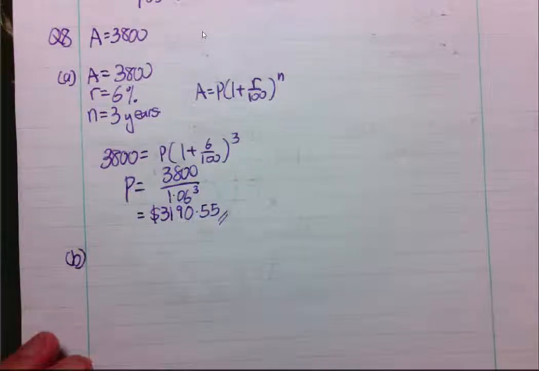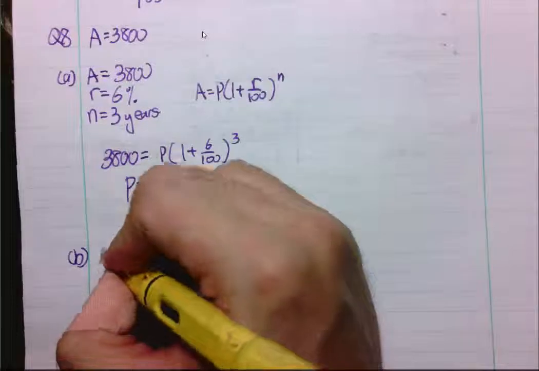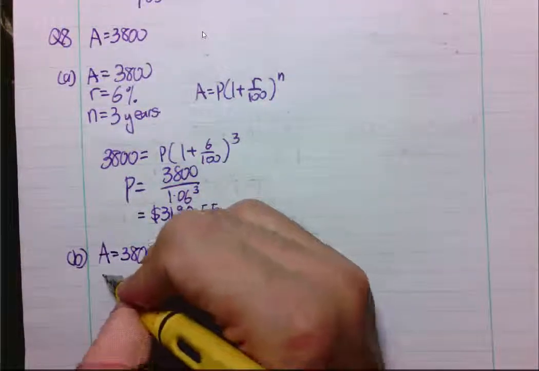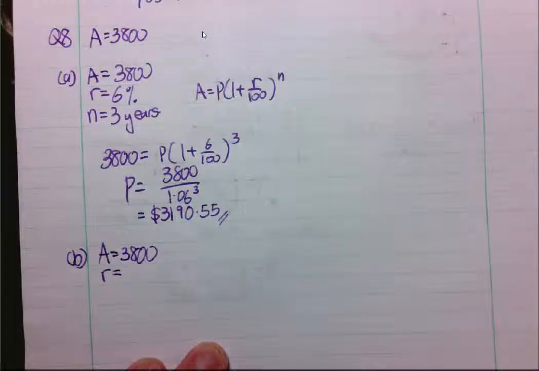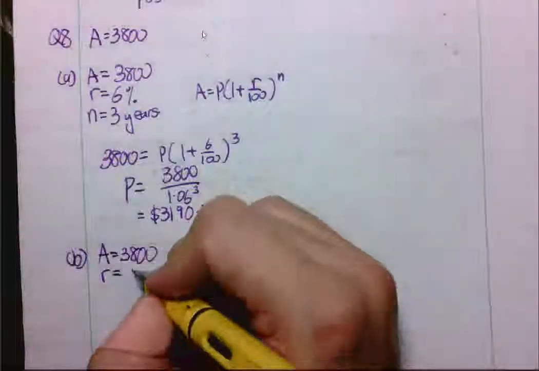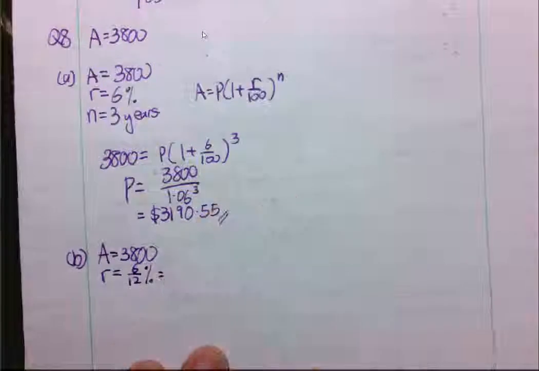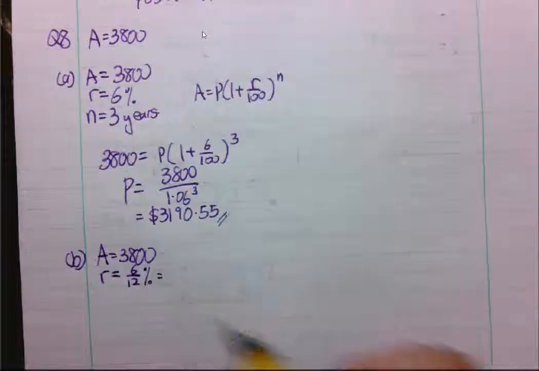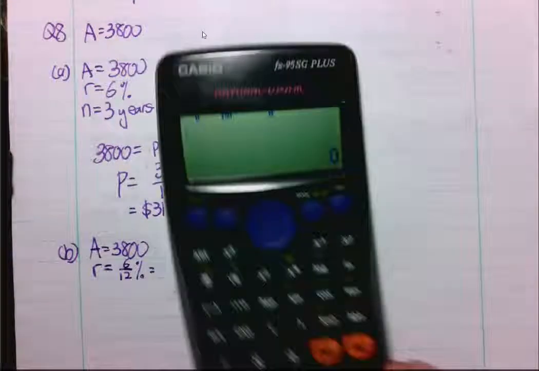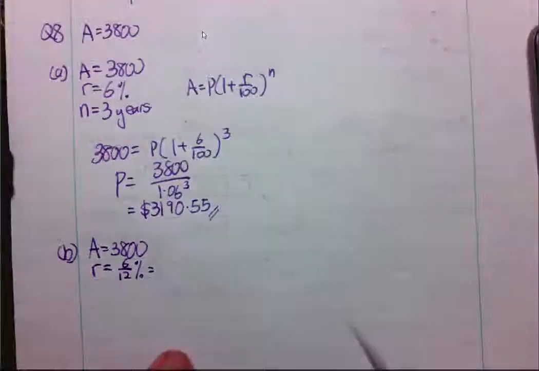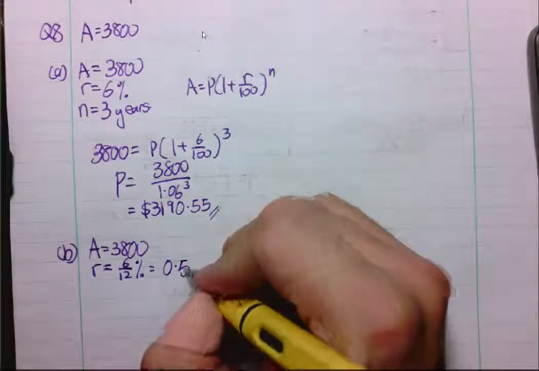Part B works like this. They say if the interest is compounded monthly. Now my amount still remains as 3,800, but now my interest rate is counted monthly. So if in 1 year my interest rate is 6%, monthly it will be 6 over 12 percent. Because in 1 year you earn 6%, in 1 month you earn 6 divided by 12. There are 12 months in a year. You earn 0.5% interest per month.